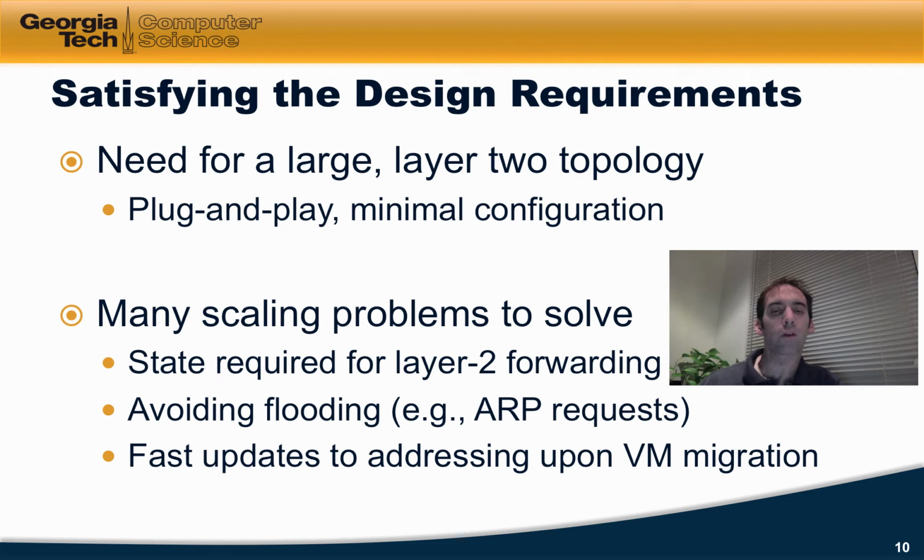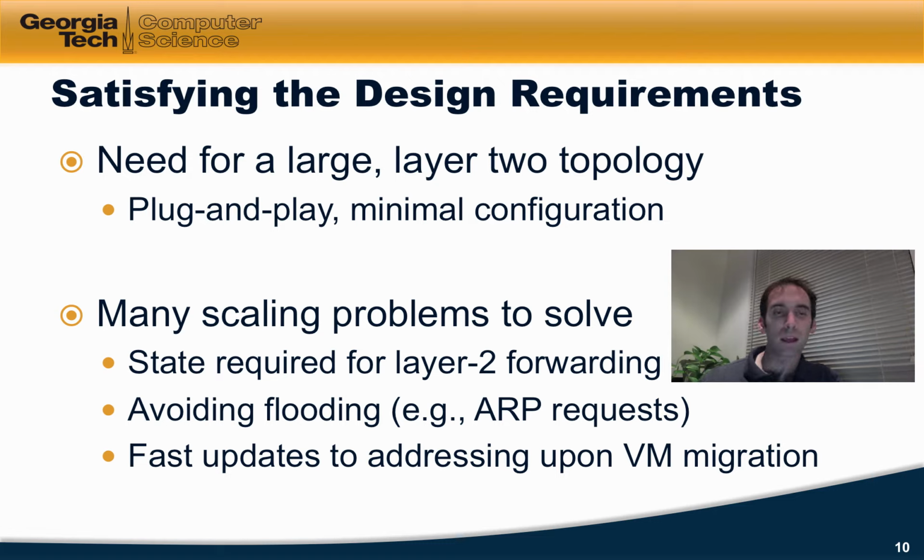There's state required to implement that layer 2 forwarding at all of the switches in the data center, potentially for all of the hosts. We'd like to avoid flooding of ARP requests and other broadcast traffic across the entire topology. And we'd like to be able to update address mappings quickly when virtual machines migrate from one part of the data center network to another.